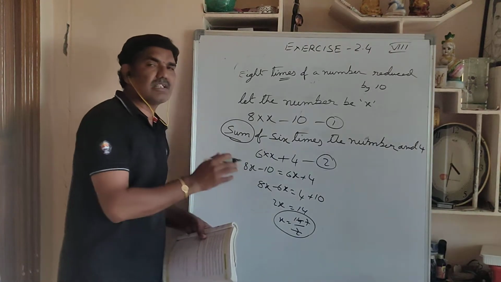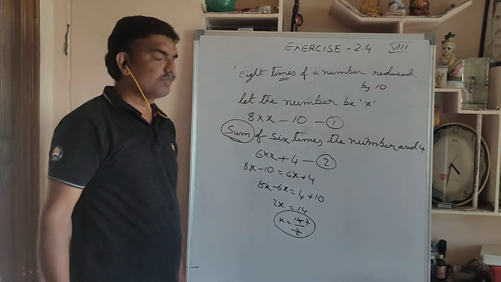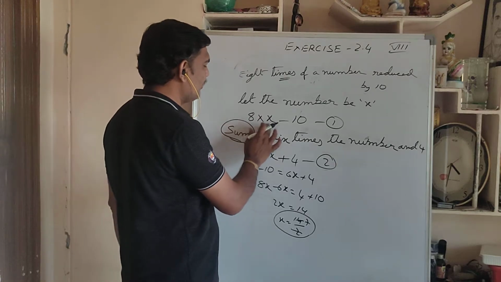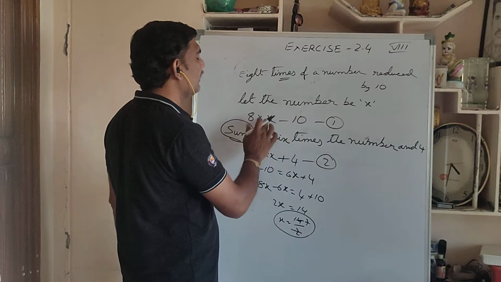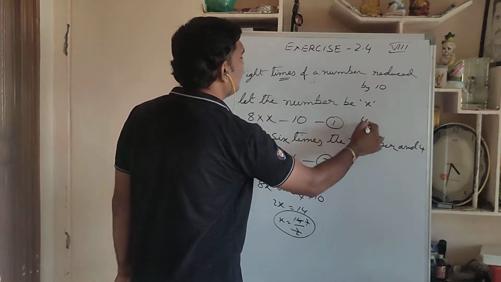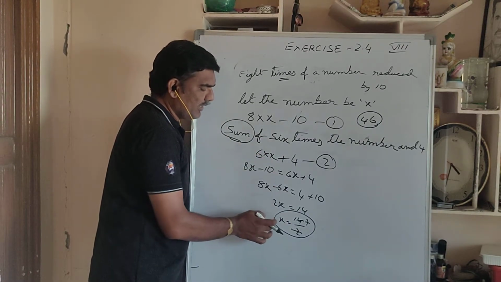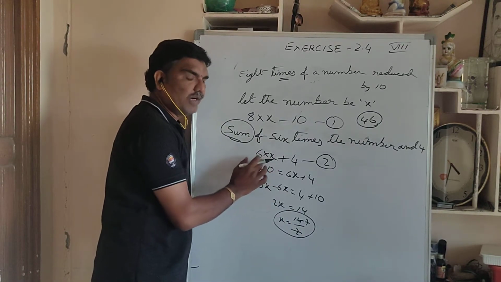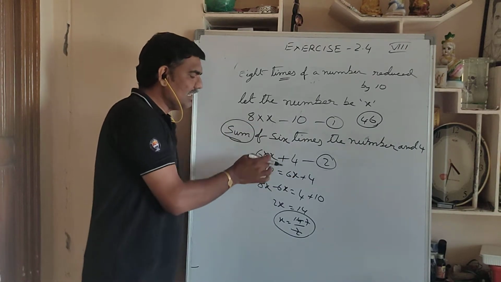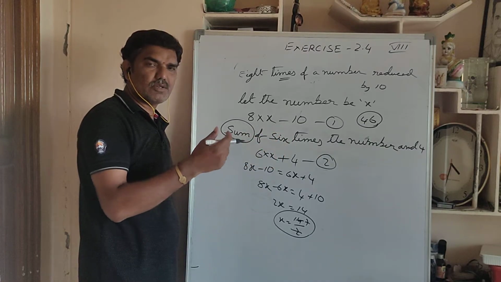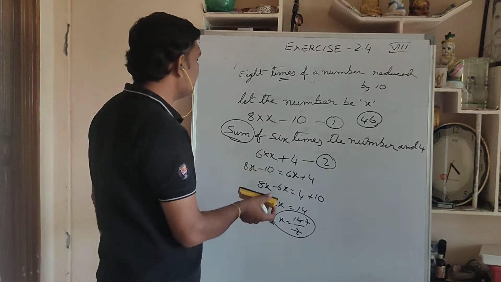So if you want to know whether this 7 is right or wrong, you should substitute it in this. 8 times of a number: 8 sevens are how much? 56. From 56, how much do you have to subtract? 10. 56 minus 10 is how much? 46. Very good. Now come here. In place of x, what did you get? 7. 6 sevens are how much? 42. To 42, add 4. How much are you getting? 46. This and this are equal. If you substitute x equal to 7 in both 1 and 2, you get the same answer. Therefore, our answer is right.